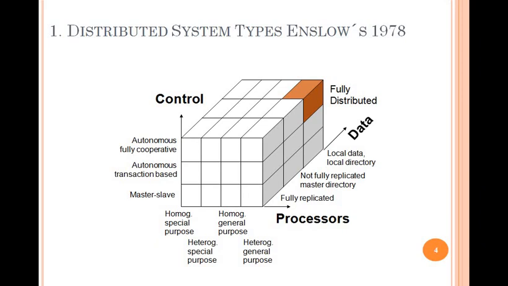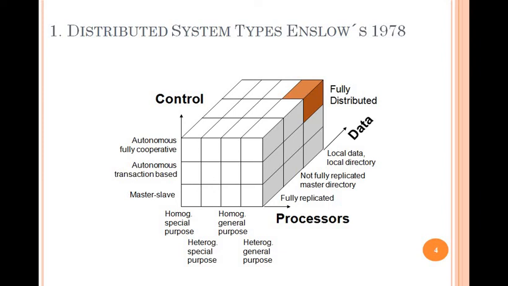In this slide, we are discussing distributed system types in Enslow 1978. A system involves basically hardware processors, applications and system software, that is known as control, and other applications and system information, that is known as data. Which of these dimensions have to be distributed for the system to be a distributed system? Enslow requires that distribution is transparent and system users are unaware of the fact that the system is composed of multiple processors.